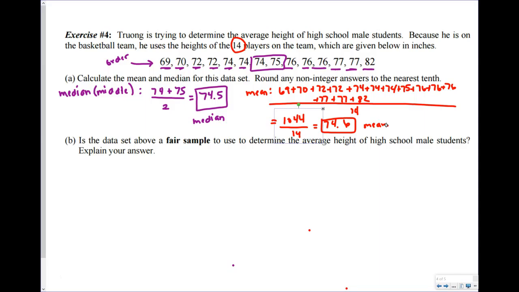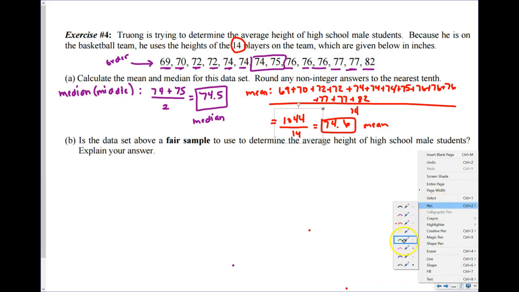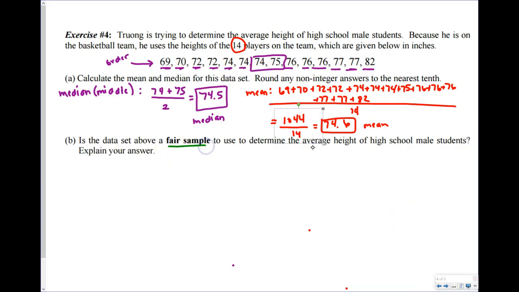Okay? So letter B says, is the data set a fair sample used to determine the average height of a general high school student? Is it fair? And the answer here is no. This is not fair.